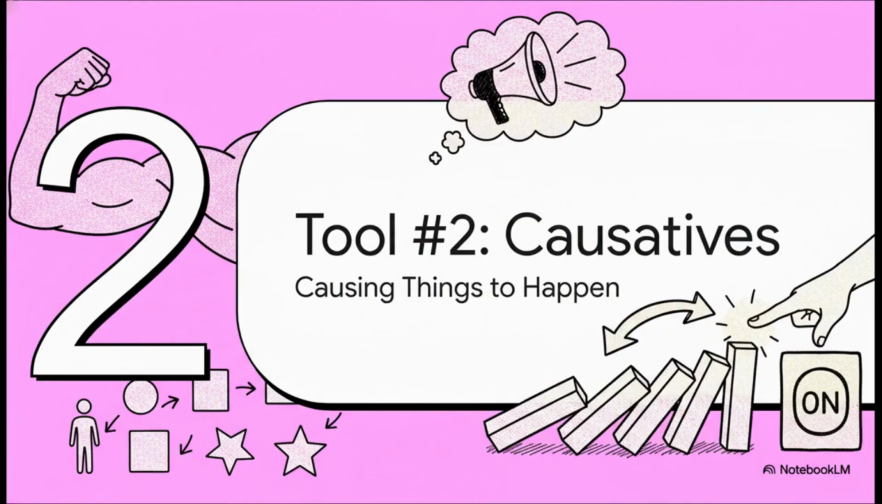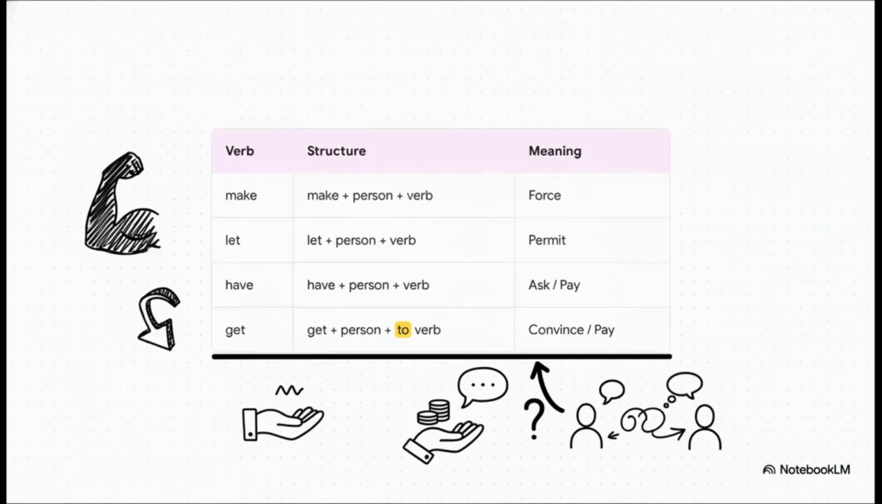Okay, so we've got how to shift focus away from the person doing the action. But what about when you want to talk about causing an action to happen? Well, that brings us to tool number 2, causative verbs. Okay, think of this as your cheat sheet. You gotta notice the subtle differences here. Make implies force. Let means you permit or allow something. Have is what you use when you ask or pay someone to do something. And get implies you had to convince them a little bit.